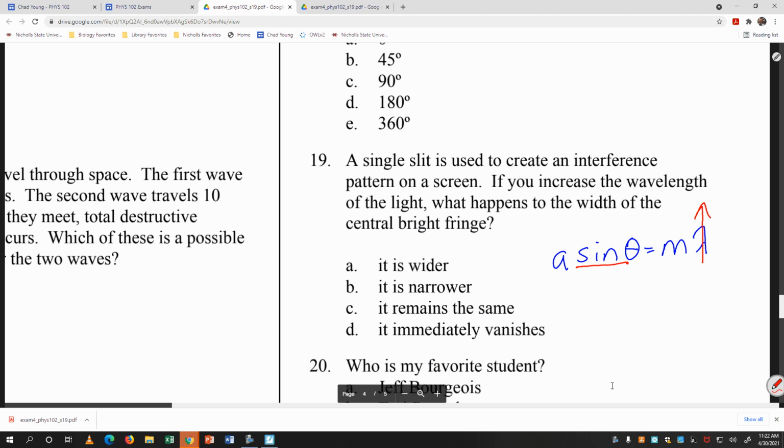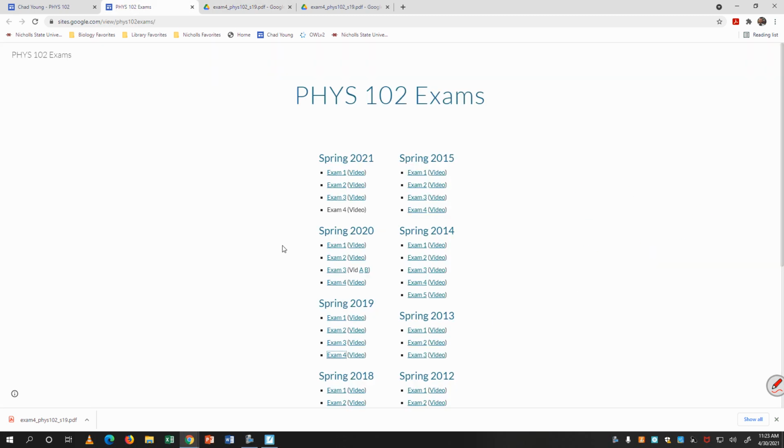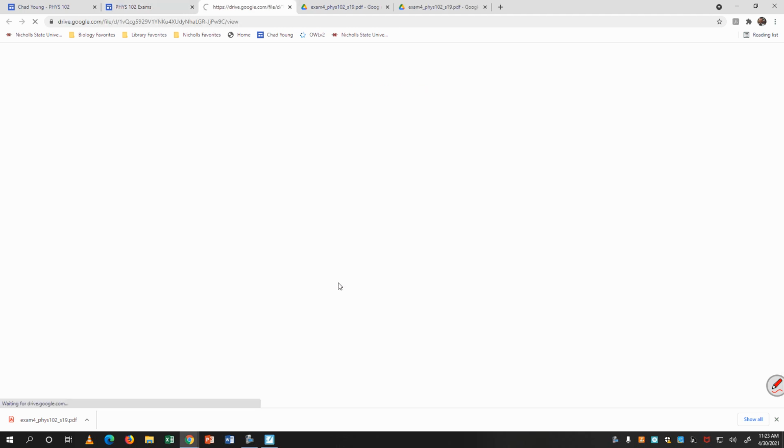because theta is directly related to the width of the fringe. If theta gets bigger, that means the fringe gets bigger. If theta gets smaller, that means the fringe gets smaller. So if lambda goes up, there's a direct relationship. Theta will also go up, and if theta goes up, it gets wider. But let's look at another exam to see if we can have a single slit to work through. Let's look at 2020.